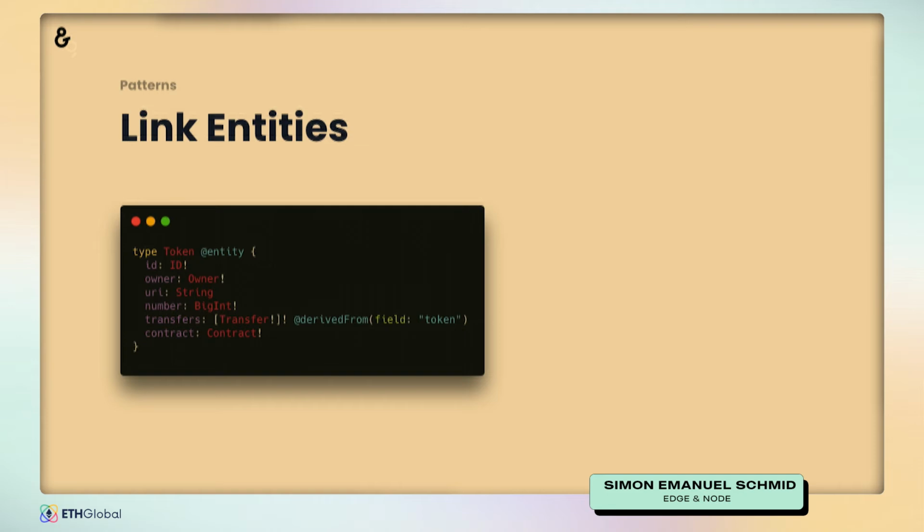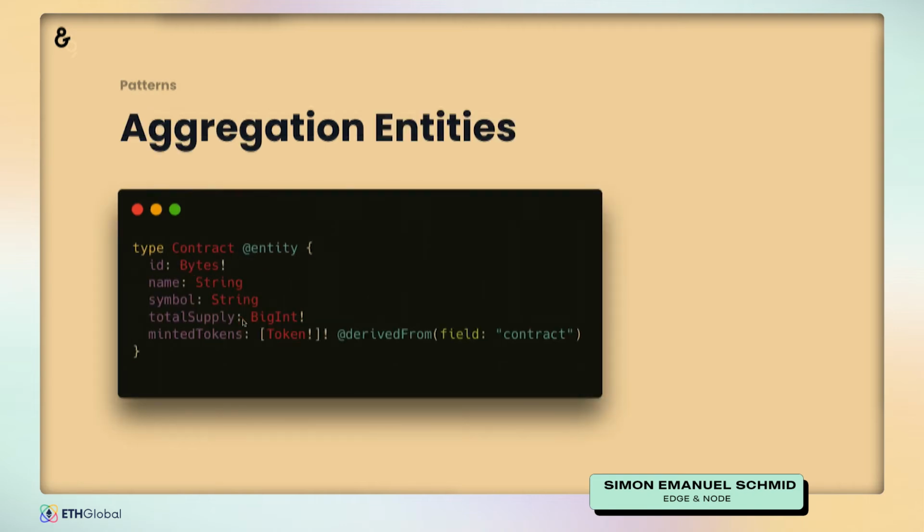And in the schema, you want to link the entities. So here the contract and the transfers are linked. And also you have the aggregation entities where you store counts. So for example, Uniswap has aggregation entities, so they store one line for every day, and then they just start to do the counts, so that in the end they can display their charts.